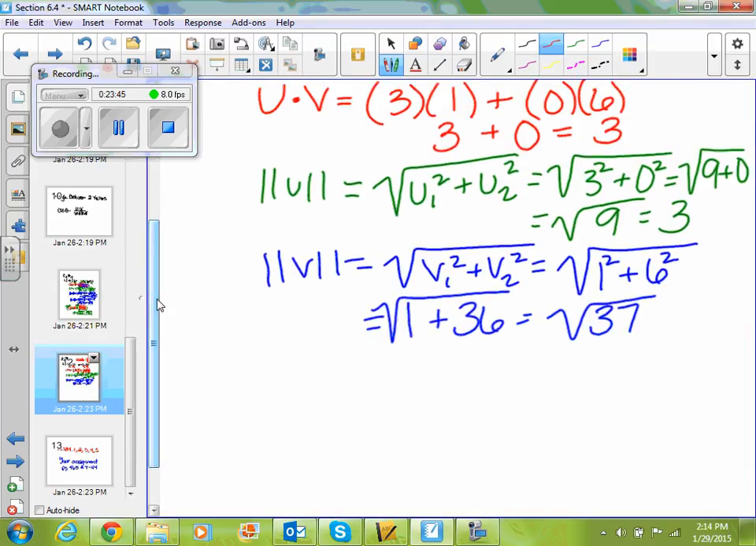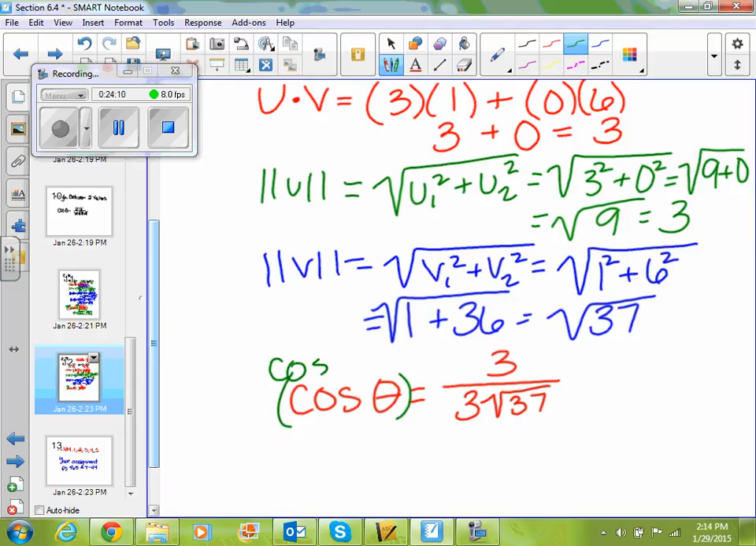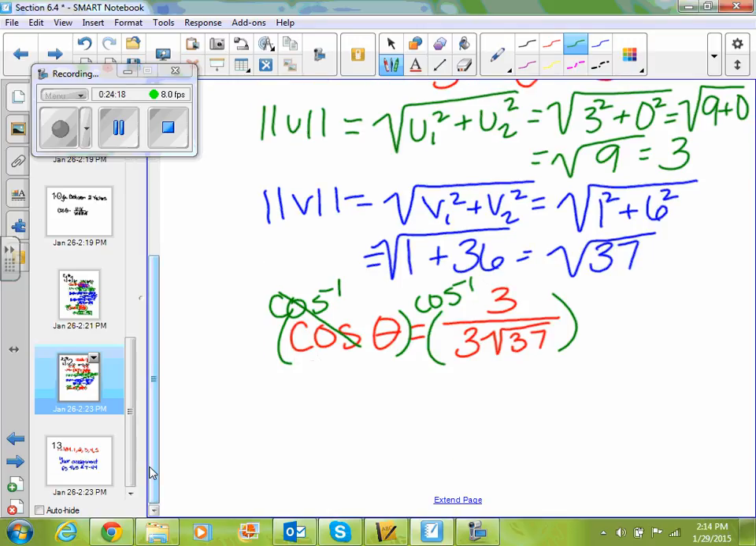Plugging that into my cosine formula, I get the cosine of theta equals U dot V, which we figured out was 3, divided by my magnitude of U, which is also 3, times my magnitude of V, which was square root of 37. Then to get rid of a cosine, we do what? Inverse cosine. Make sure you put your denominator in parentheses. So inverse cosine of 3 divided by 3 square root of 37.